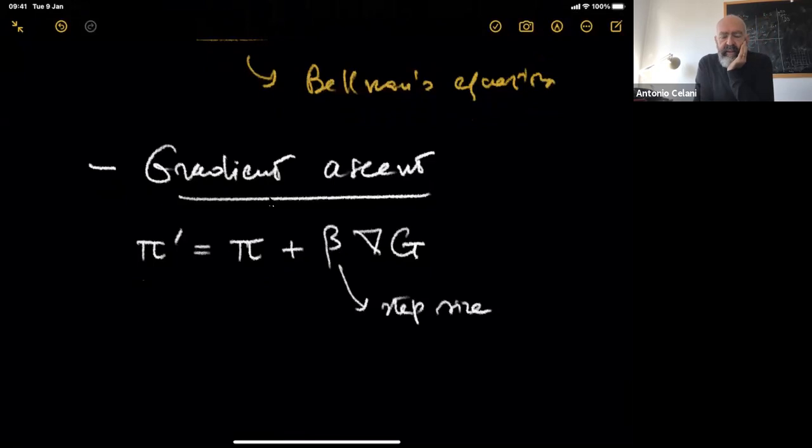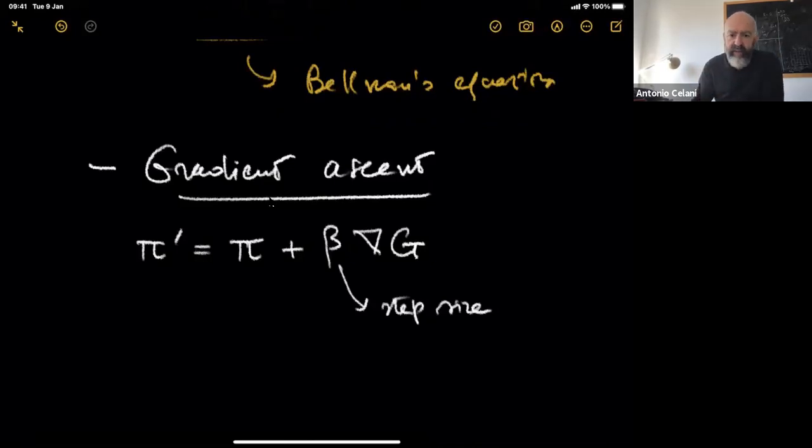And of course, this is a very general approach. It could be policies, but it could be any space, any domain, any function, any real function on any domain. Of course, the question is, how do I choose the step size? That's the first thing. And the second thing is, what should I do if I end up outside of my domain?